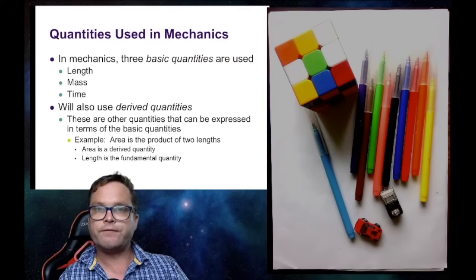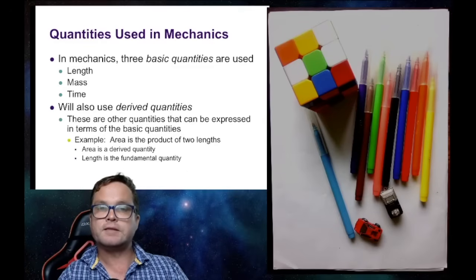In mechanics, the first part of the course, the main three quantities that we're going to be making use of are length, mass, and time. The second point is quite interesting. It says you will notice that other quantities are derived from these three. You will also use derived quantities. These are quantities that can be expressed in terms of the other basic quantities.